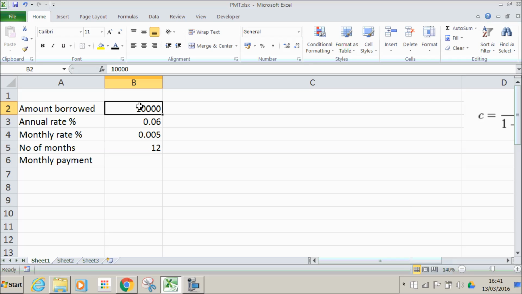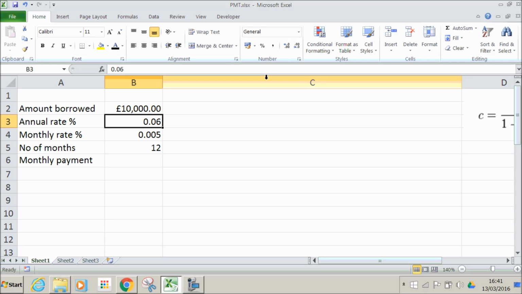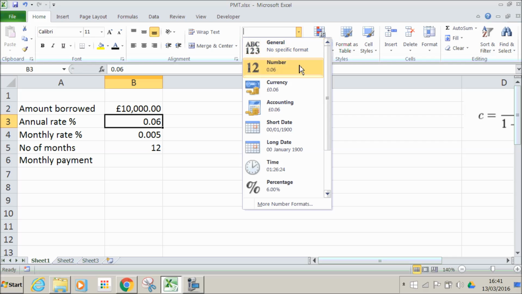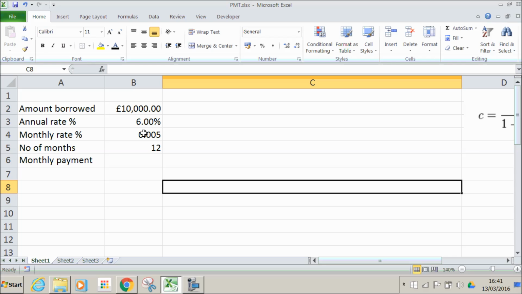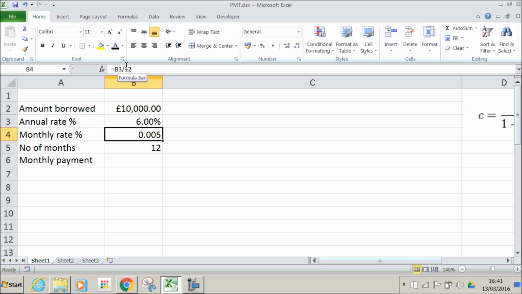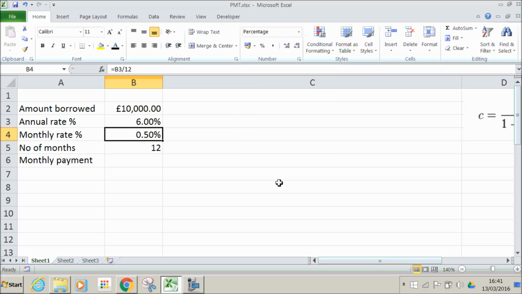We borrow £10,000 from a bank. The annual rate of interest is 6%. So the monthly rate of interest is the annual rate, B3, divided by 12, which is 0.5%. We decide to pay back this loan over 12 months.